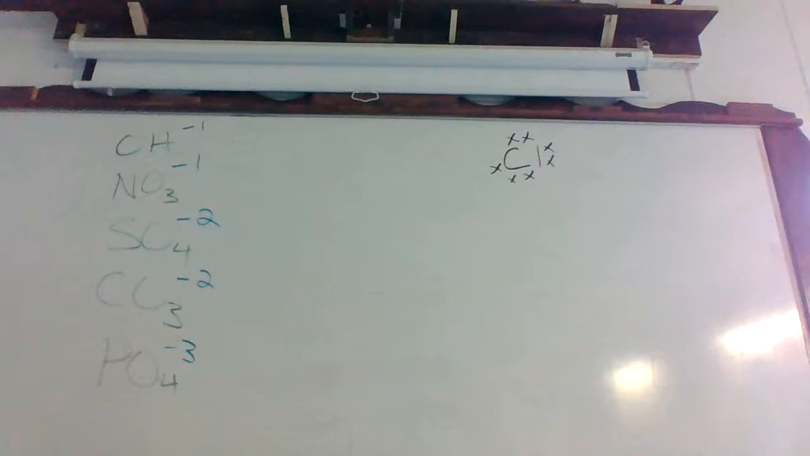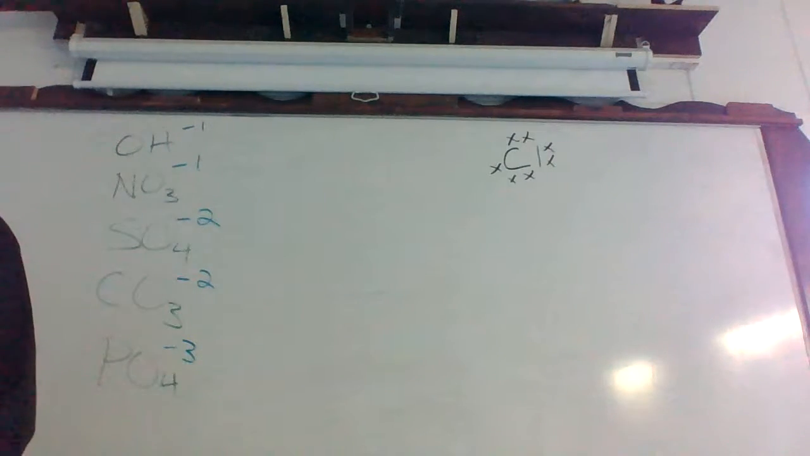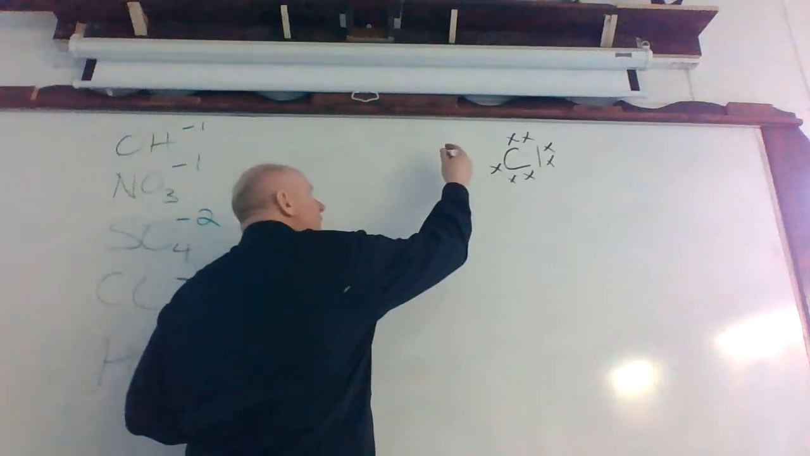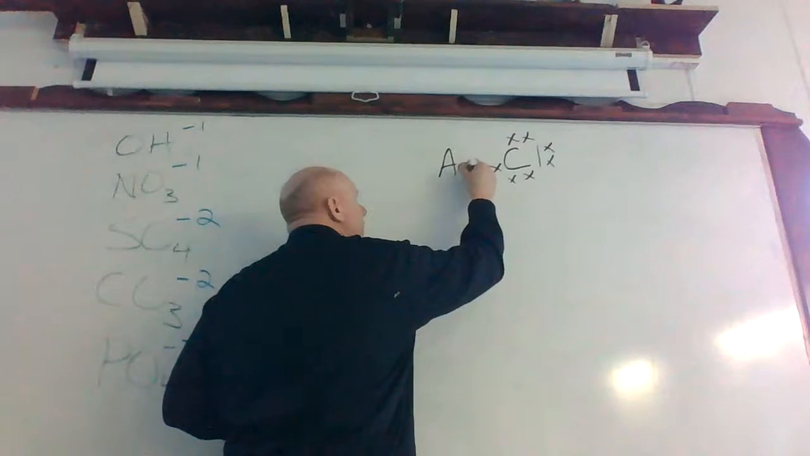Copper, mercury, any one of those. They all form a +1 charge. They can. Doesn't necessarily mean they will. Probably the safest one would be to write silver up here.